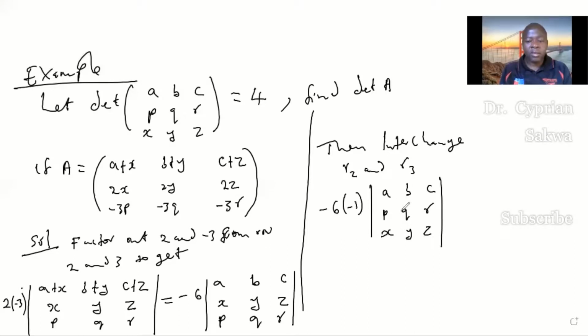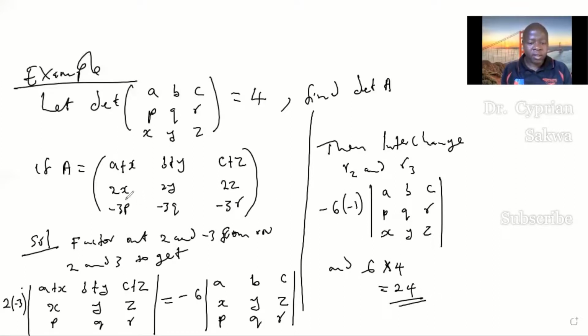But I know what this one is. This is the determinant of ABC, PQR, XYZ, which is given to us to be 6. So the answer therefore is this positive 6. No, this one is given to us as 4. So the answer is this positive 6 times that 4, which is 24. So that is the determinant of this matrix A. The determinant of this matrix A is 24.